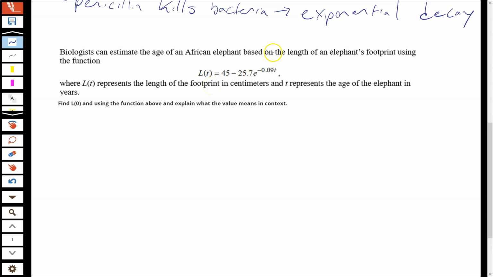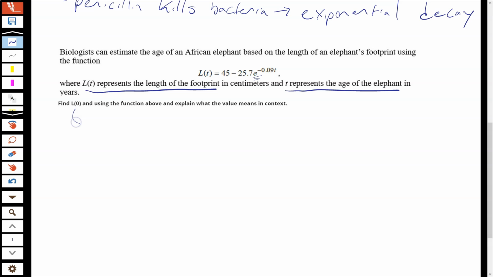Biologists can estimate the age of an African elephant based on the length of an elephant's footprint using the function L of t equals blah, blah, blah. And L has an E in it, and the key takeaway from our last lesson is that E is a number, not a variable, right? And then L of t, I'm going to annotate this is important. L of t represents the length of the footprint, and t represents the age of the elephant. So this kind of makes sense, right? The size of an elephant's foot, just like the size of a human's foot, is generally related to their age. As the elephant gets older, the foot gets bigger, and so on.